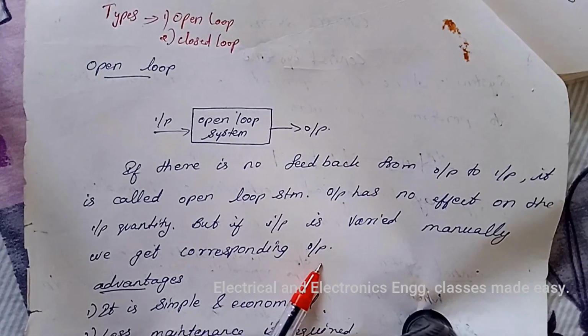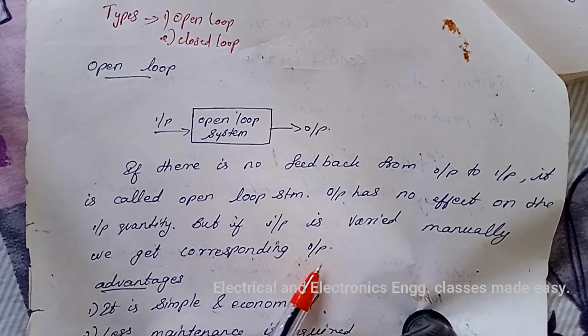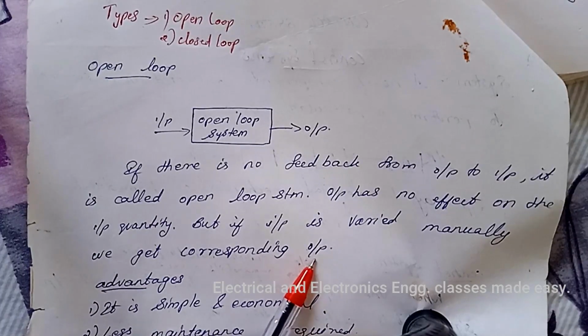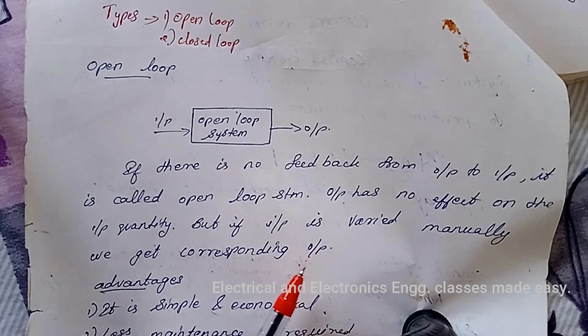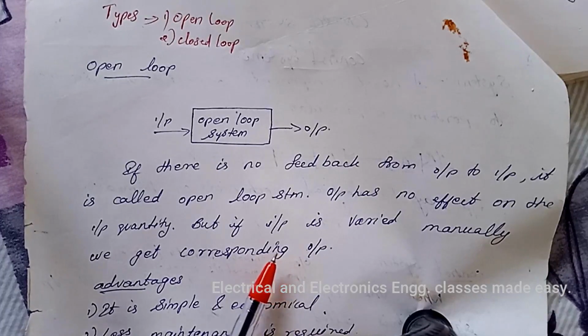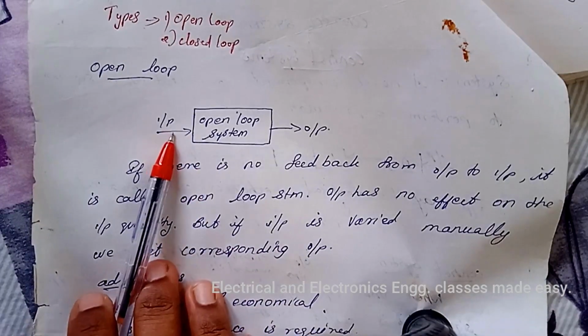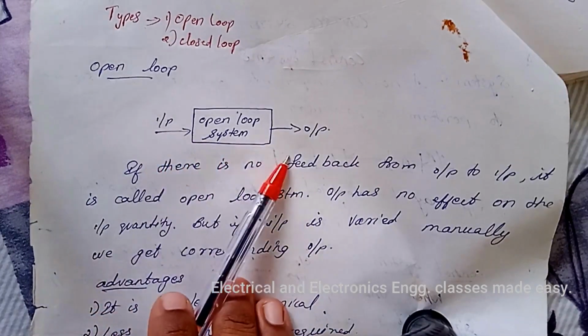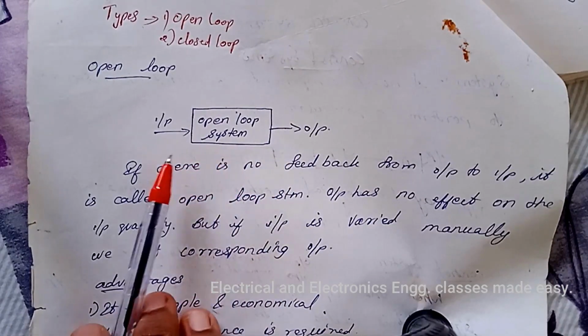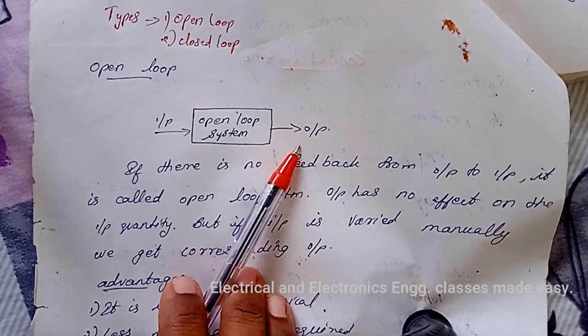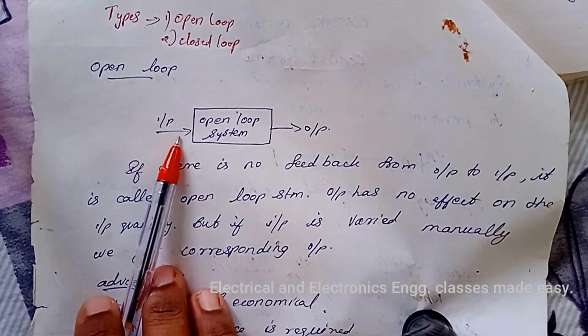But due to external disturbances, the system output may change. And when the output changes due to disturbances, it is not followed by changes in input to correct the output. So in open loop systems, the changes in output are corrected by changing the input manually.